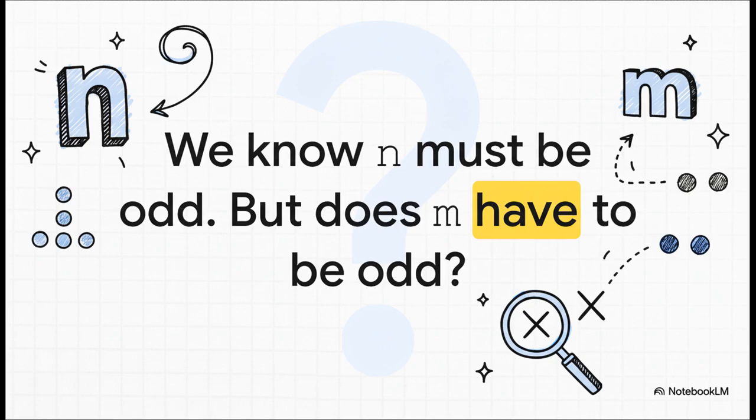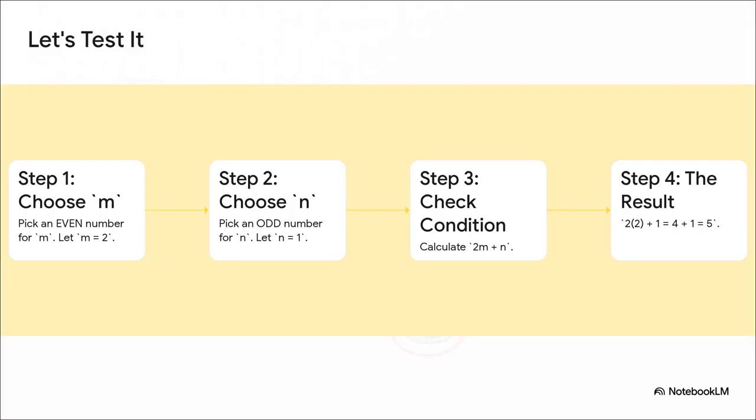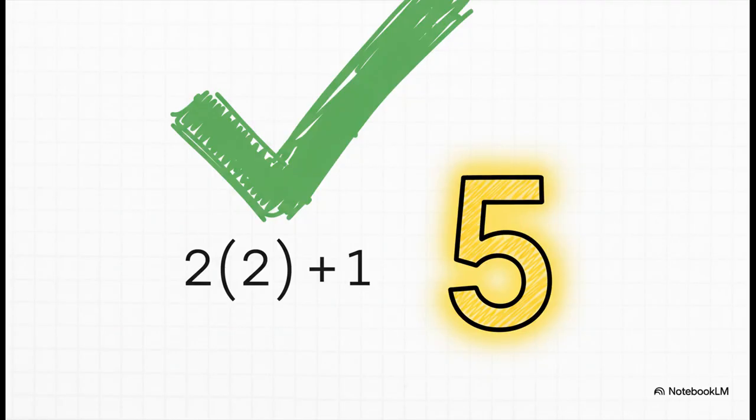Let's find out. So, following the lead from our source material, let's just pick some numbers and see what happens. We're going to deliberately choose an even number for m just to see if we can break the claim. Let's try m equals 2. We already know n has to be odd, so let's pick the easiest one there is, n equals 1. Okay, let's check the condition. What's 2 times 2 plus 1? Well, that's 4 plus 1, which is 5. And there you have it. The number 5 is definitely odd. So the values we picked, m equals 2 and n equals 1, totally satisfy the "if" part of this statement. The condition is true. We're halfway there.